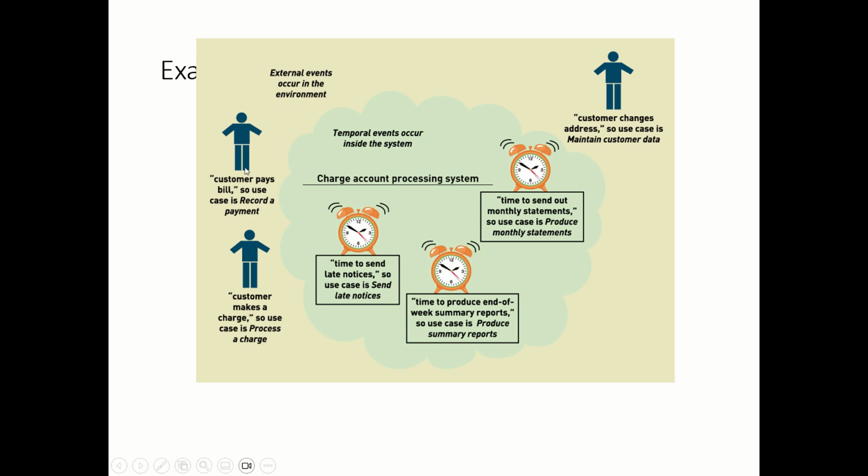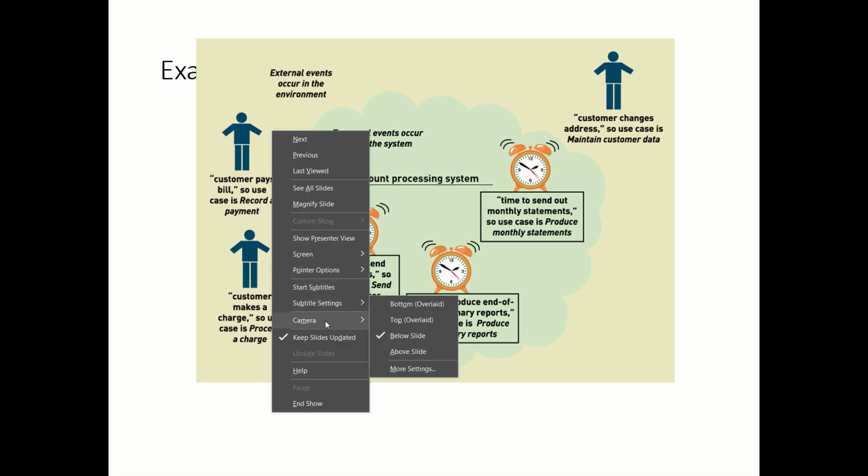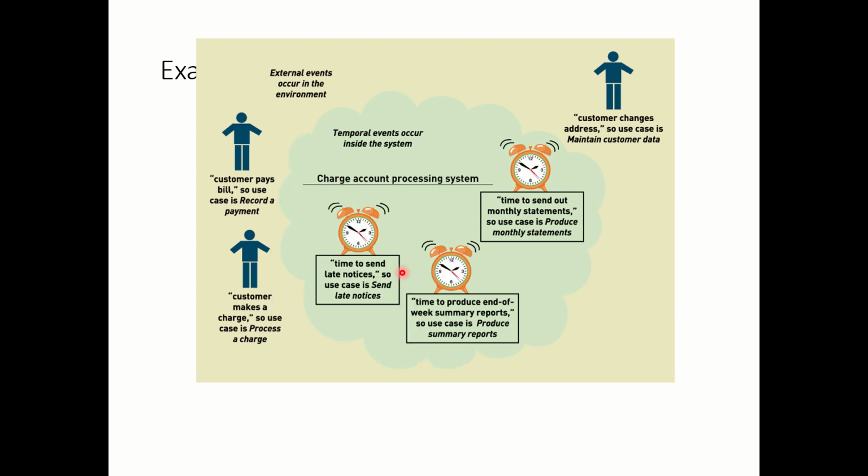So you can have external events, say a customer pays a bill. Instead of saying customer pays bill, you could say record a payment. So record a payment could be a use case here. Then customer makes a charge. You could say that process charge is your use case. Customer changes address. So you could say maintain customer data. So that could be one of the functions of your system, or a use case of your system.